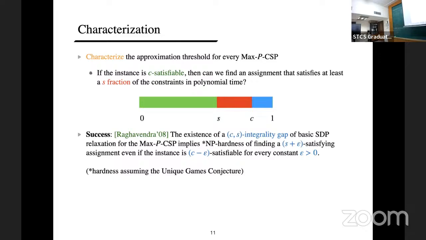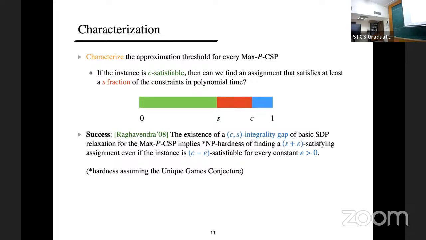This is about a specific kind of SDP relaxation, some basic SDP that you can write for max PCSP. Exactly. So Raghavendra's characterization says that the approximation algorithm you get out of those SDPs is the best that you can do, assuming the Unique Games Conjecture. To state it more formally, if you give me a (C, S) integrality gap instance of max PCSP, then it is hard to find an (S plus epsilon) satisfying assignment, even if the instance is (C minus epsilon) satisfiable, for any constant epsilon greater than 0.